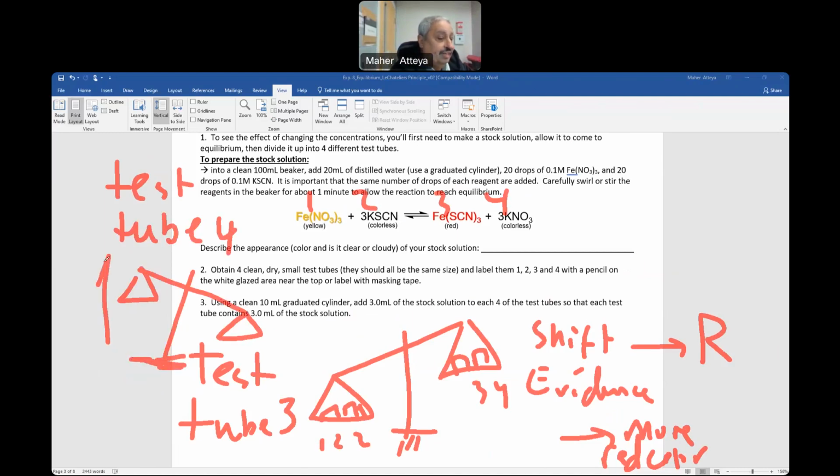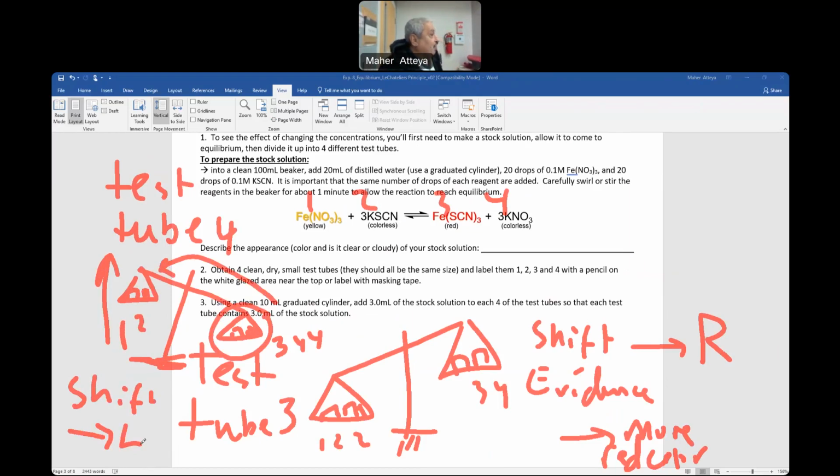Correct? So this is lighter because it has 1 and 2. This one has 3, 4. It has 3 items, here 2 items. So the reactant side is 1 and 2, and 3 and 4. So where will be the shift then in this case? Test tube 4 will be where? To the right or to the left? This is heavier, correct? Shift will be where? To the left, correct.